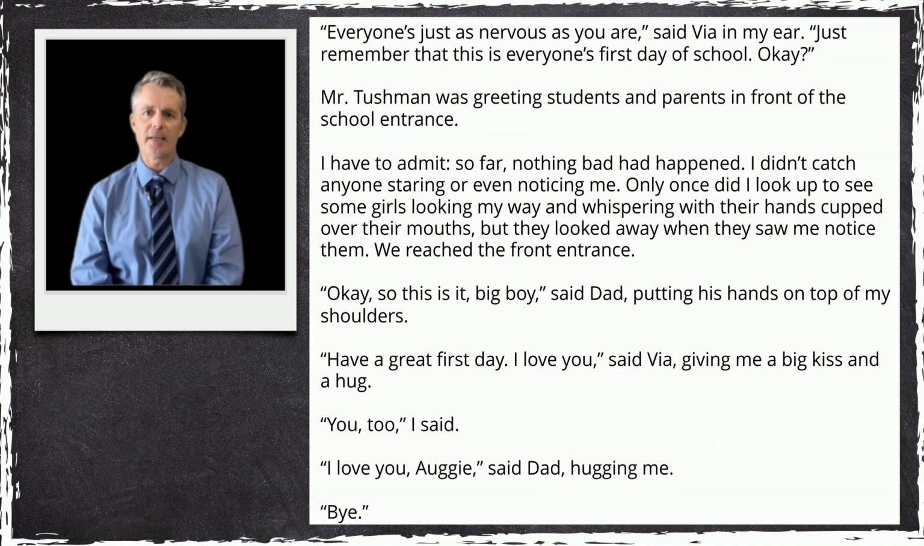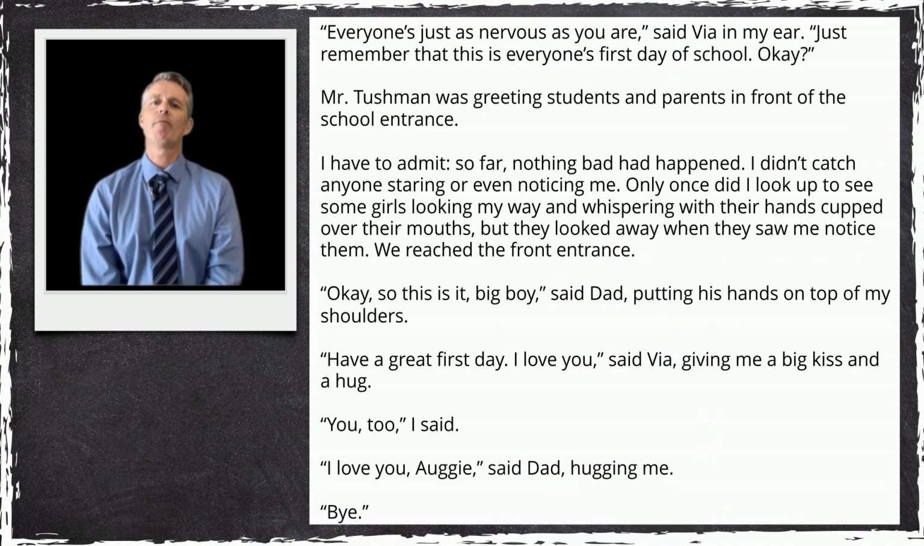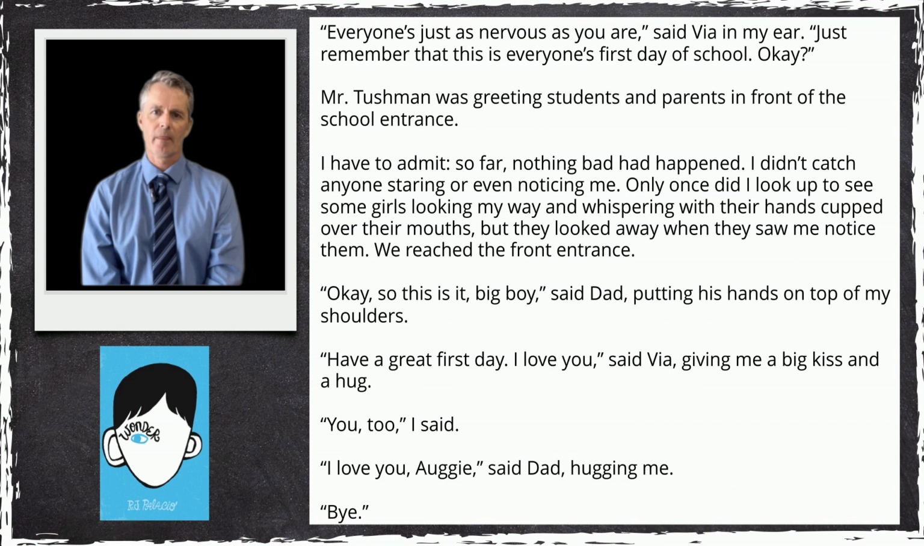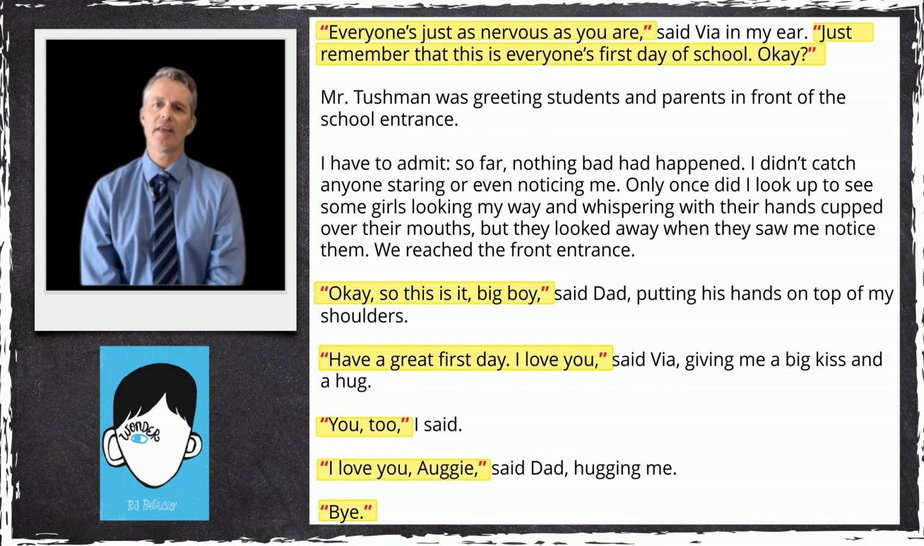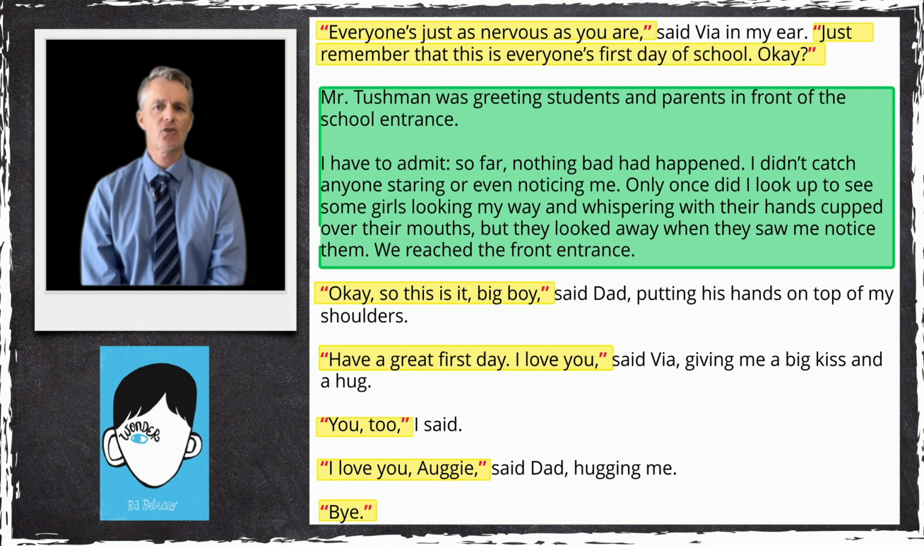Here is an example of some dialogue from the book Wonder. I've put the speech marks in red and highlighted everything that was spoken. As you can see, it's important to combine description with your dialogue. One of the common mistakes many young writers make is having too much direct speech and not enough narration.